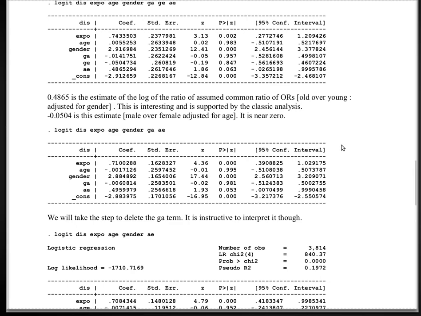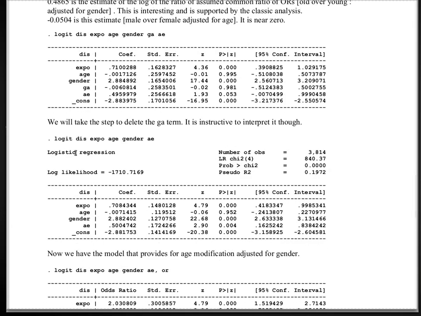What happens if we delete GA? Okay. What are we doing now? All right. We have a model that provides for age modification adjusted for gender. Again, this coefficient is not that materially different from the ones we've seen in the previous two. But this is the closest we're going to get to a situation in which gender needs to be in the model that includes exposure, age, and the product of age and exposure. In other words, this is the model that provides for age modification adjusted for gender.